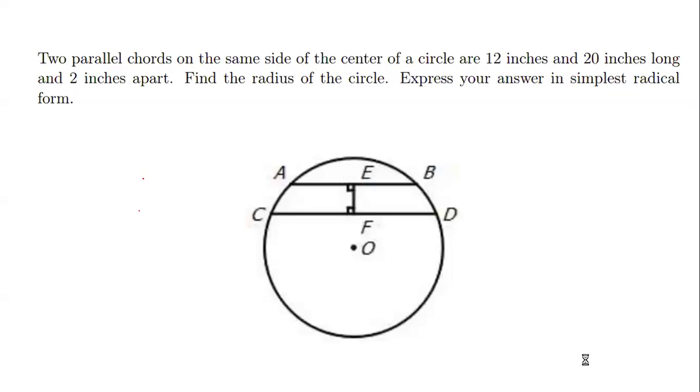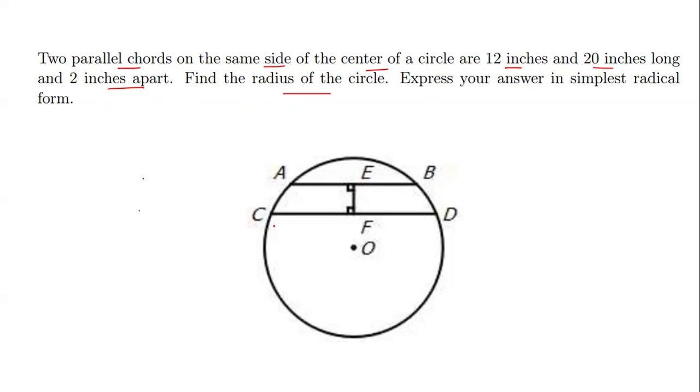So hello guys, in this video we are going to solve this problem. It is given that we have two parallel chords on the same side of the center of the circle, and they are 12-inch and 20-inch long and 2-inch apart. We have to find the radius of the circle.